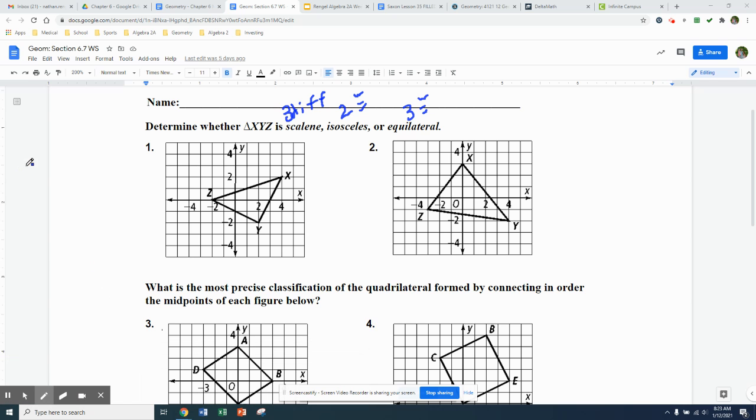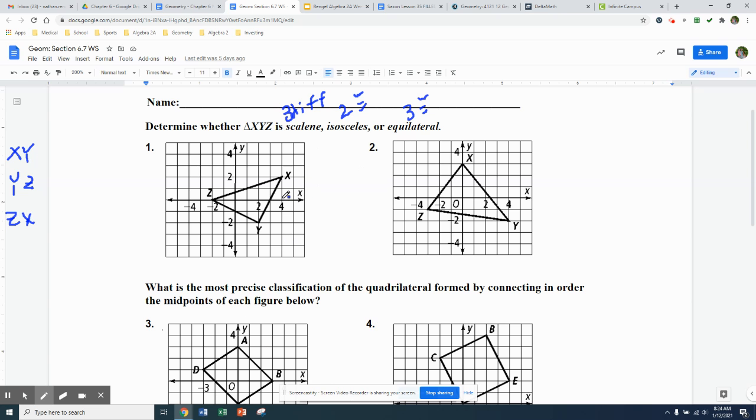All right, so I've got to figure out, what's the distance between X and Y? I've got to find out the distance between Y and Z. And then I'd have to figure out the distance between Z and X. And then I'll check if all 3 of them are the same. Then that would mean that it's equilateral. If 2 of them were congruent, then it's isosceles. And if all 3 were different, then I'd be dealing with a scalene.